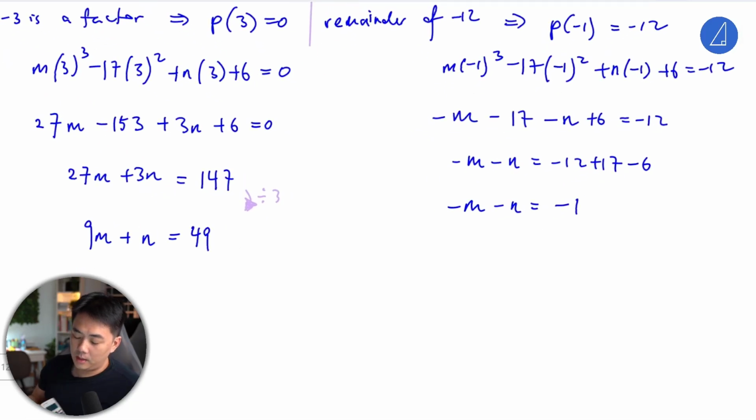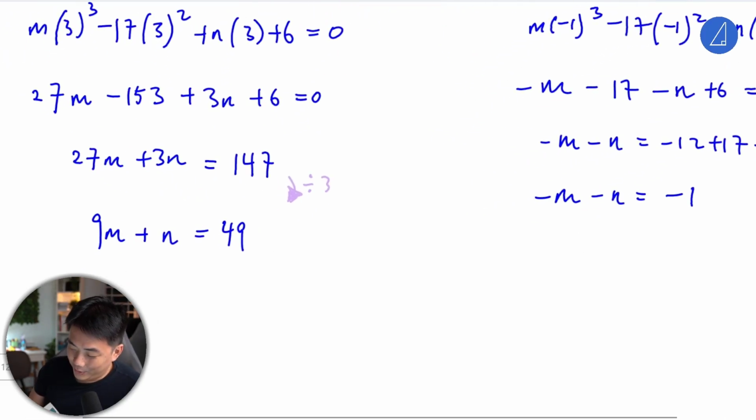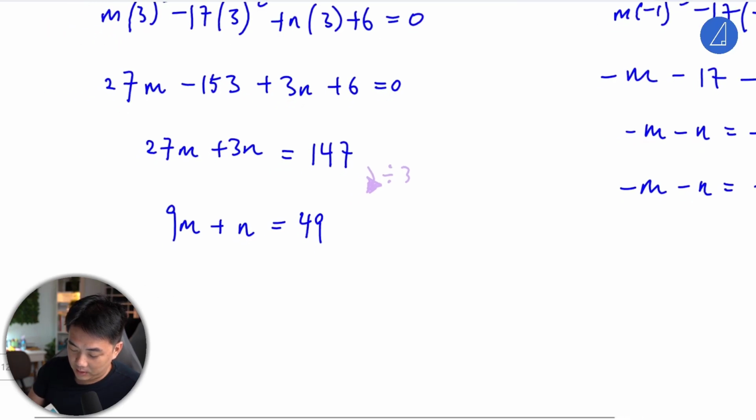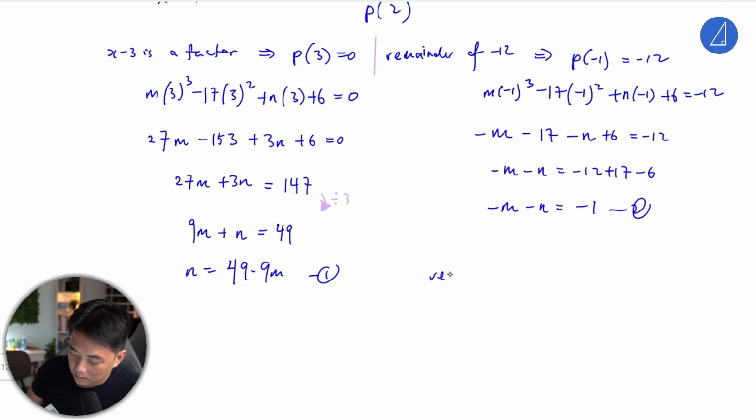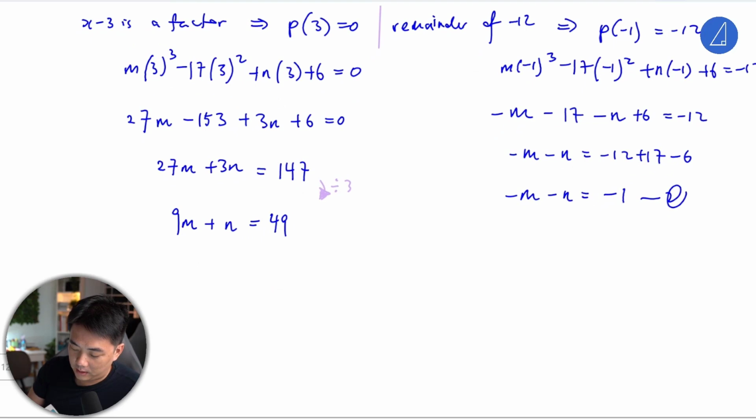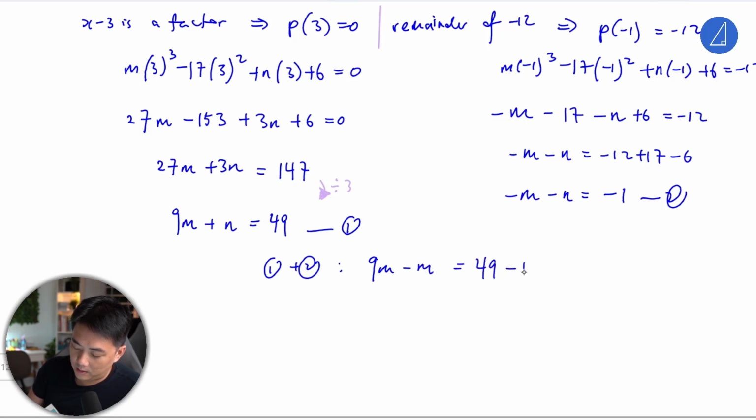Now we could make n the subject and replace from here, n equals 49 minus 9m. So replace 1 into 2. Or actually, we can use the elimination method. So I'm just going to add both sides, 1 plus 2, because you could see that n minus n will be 0. So that will be 9m minus m equals 49 minus 1.